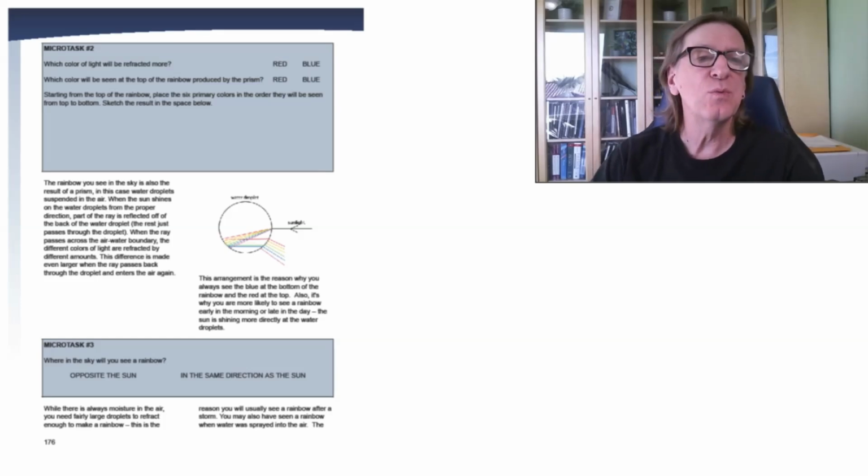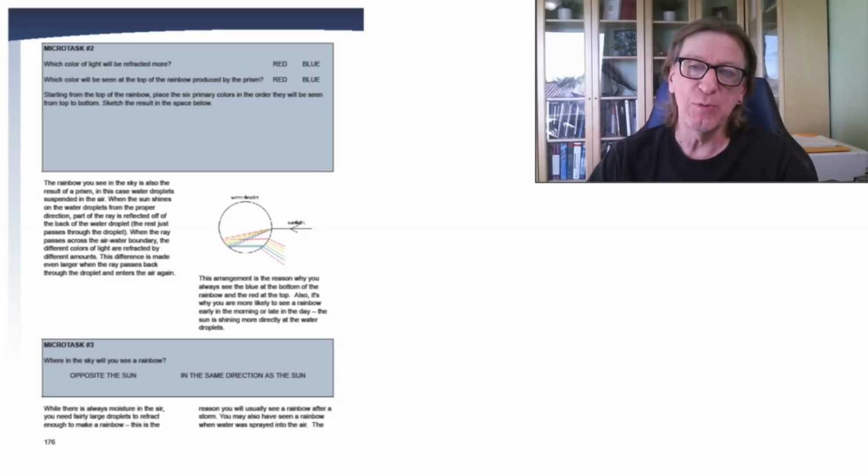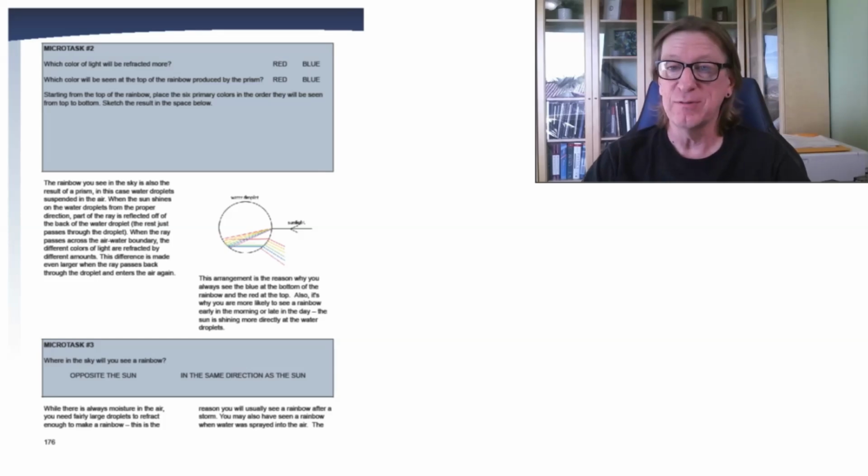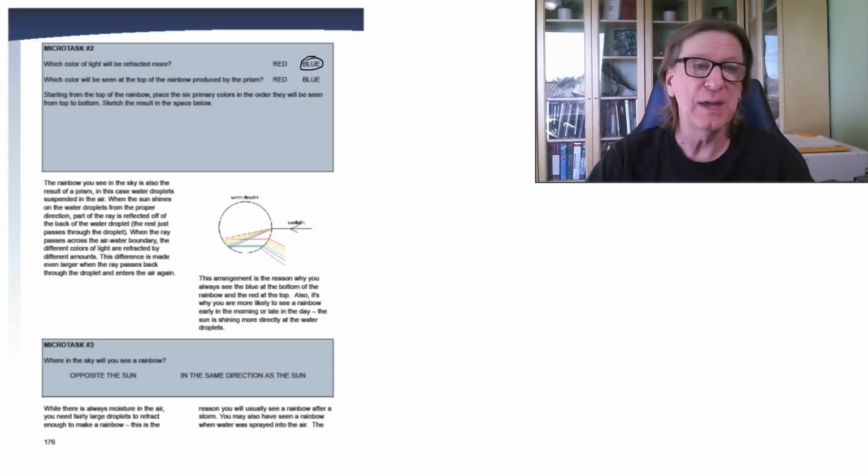So which form of light is going to be refracted the most? Now remember that we said blue light has a higher index of refraction. So the speed of light is slower for blue light than it is for red light inside this material. So which one is going to have the higher refraction? Well, that's going to be the blue, right? Because the higher the index of refraction, the more it's going to be bent.